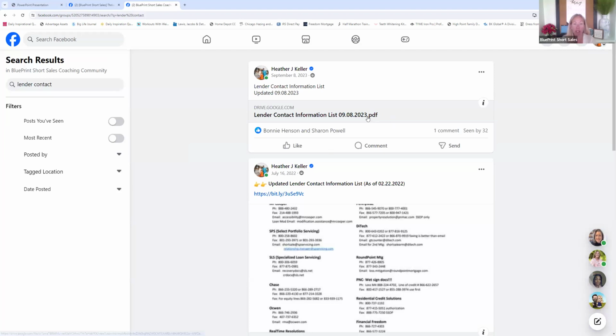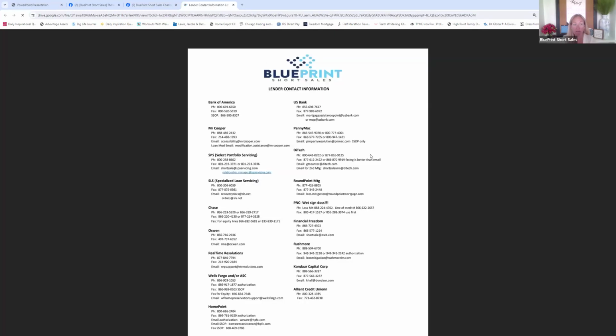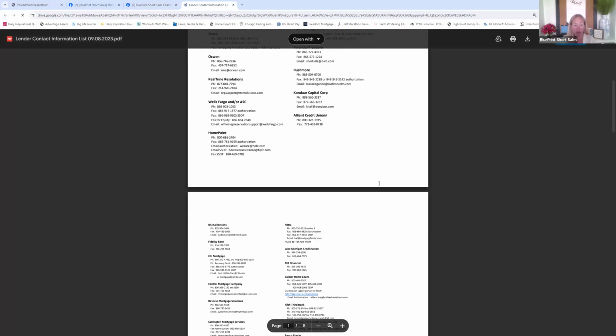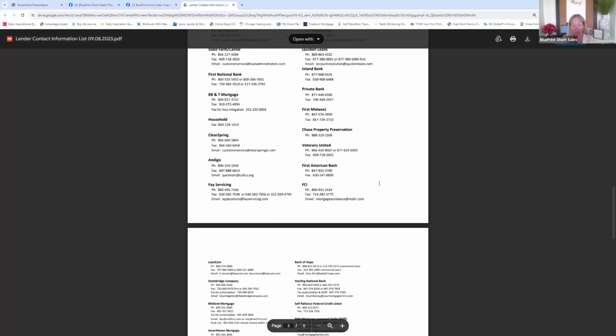Okay, so this does get updated quite often. The last time it was updated was September of 2023. It gets put into our community. So it is basically 5 pages of lender contact, okay?